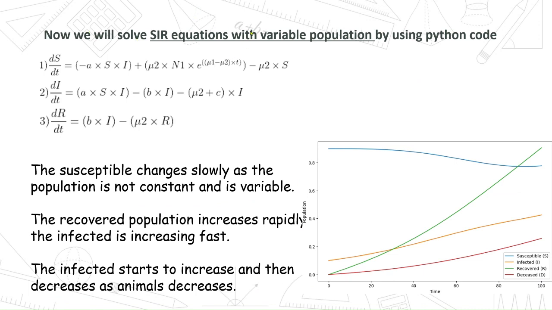Now we shall start the study of the SIR equation with variable population by using Python code and observe some graphs. The susceptible changes slowly as the population is not constant and is variable. The recovered population increases rapidly and infected is increasing fast. The infected starts to increase and then decreases as the animal population decreases.